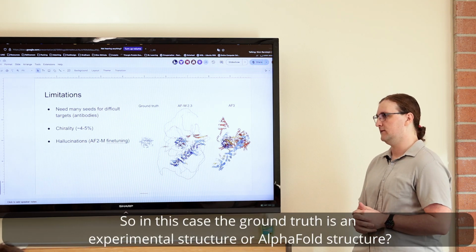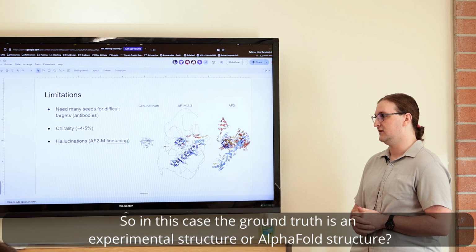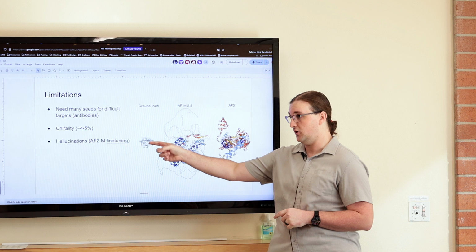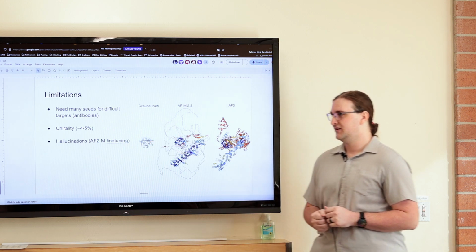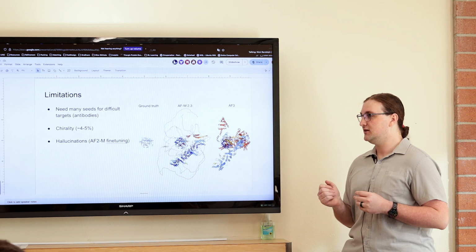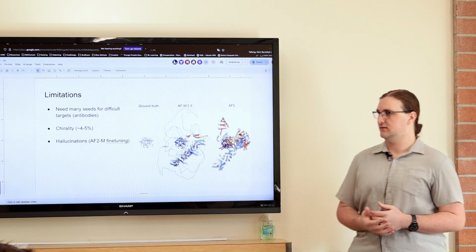So in this case, the ground truth is an experimental structure or AlphaFold? The ground truth is this little nuclear pore region that was resolved. The rest of it is unresolved. Oh, the rest of it. Yeah. So it's still making a prediction for that unresolved region. However, it's only really being trained to predict this correctly because that's all we know that's right.